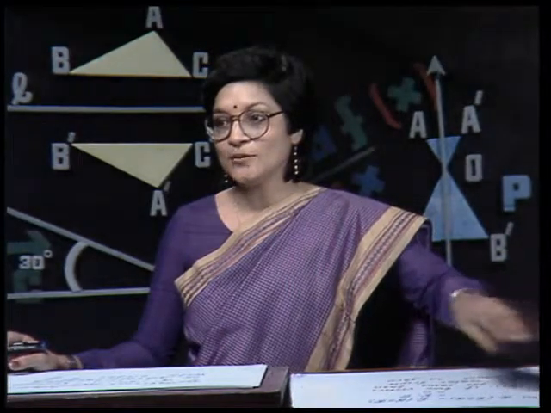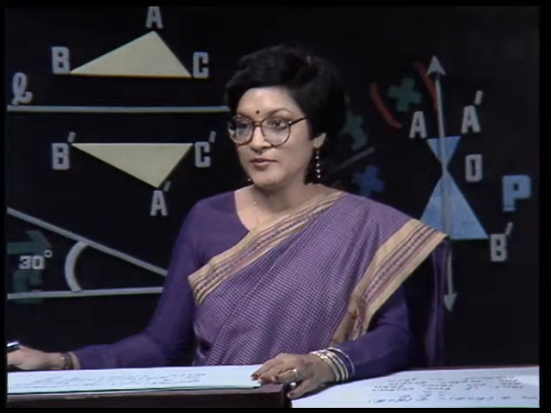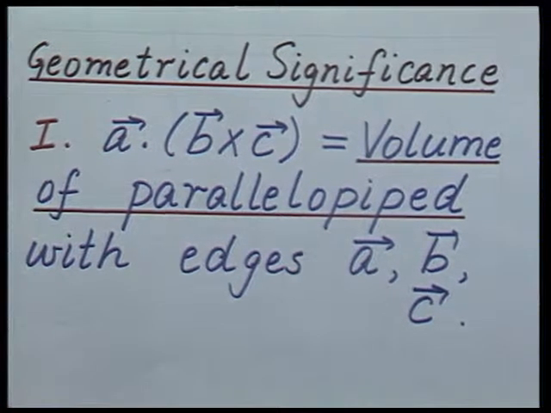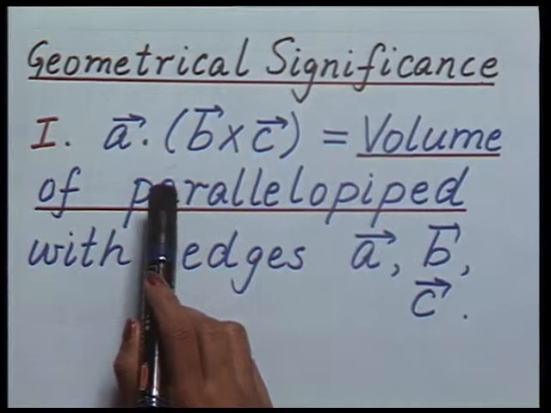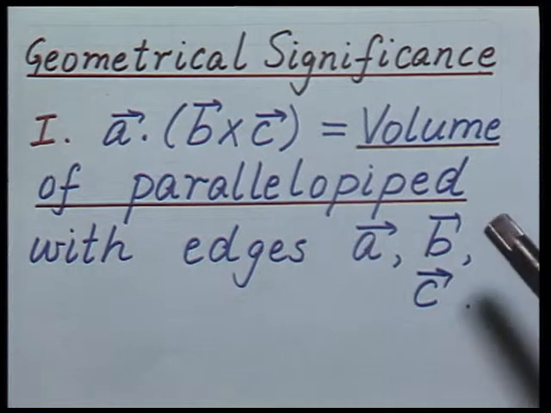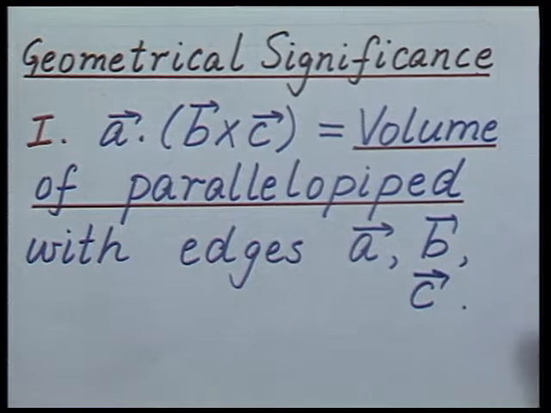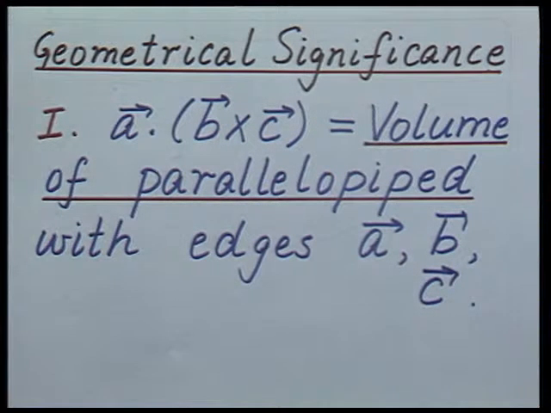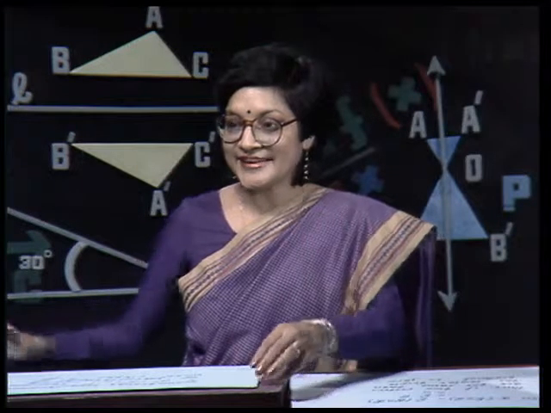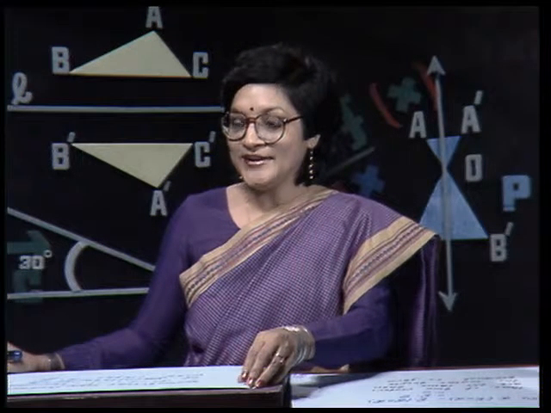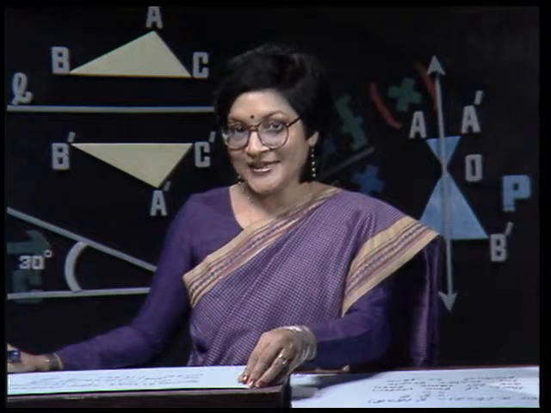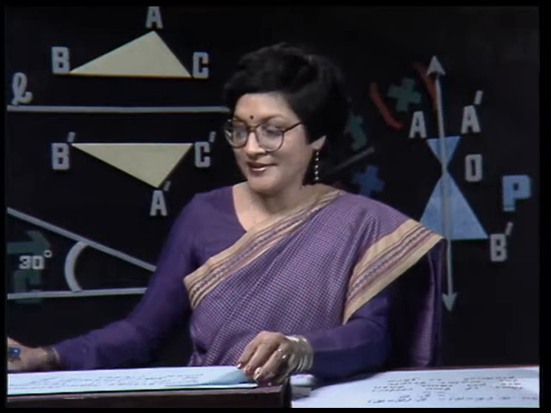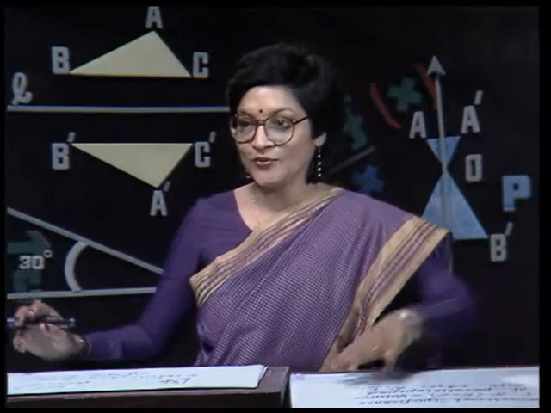And now let us look at the geometrical significance of the scalar triple product. The first thing that we are told is that A dot B cross C represents the volume of the parallelepiped with edges A, B and C. Now, what exactly is this parallelepiped? It is just like a cuboid, except that the edges are not necessarily perpendicular to each other. I have here a parallelepiped drawn for you.